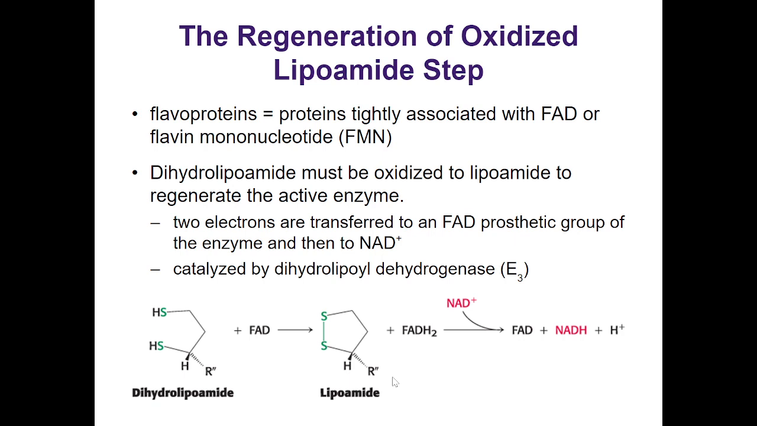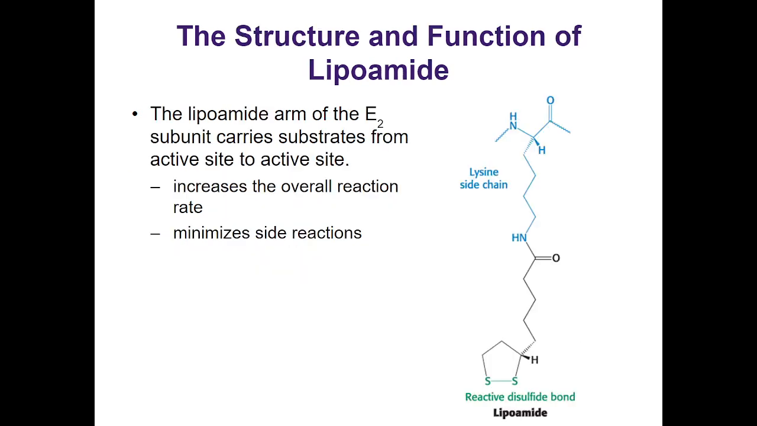Okay. This is where we've regenerated that lipoamide, by the way, and we've shuffled that electron density off onto an NADH, which can do stuff with it. Okay. So the structure and function of the lipoamide arm of your E2 subunit is going to carry the substrates from active site to active site. So we have the active site that makes that high energy thioester bond, and then what we need to do is bring it to another active site that's going to reset this process.